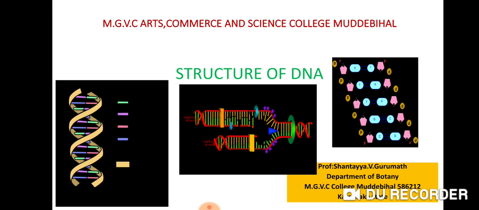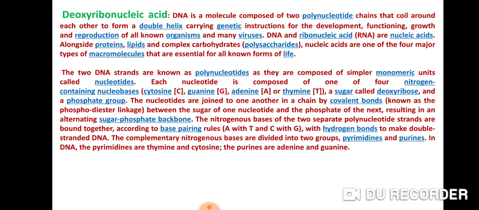Friends, in today's class we discuss the structure of DNA. DNA means deoxyribonucleic acid. DNA is a molecule composed of two polynucleotide chains that coil around each other to form a double helix, carrying genetic instructions for the development, functioning, growth, and reproduction of all known organisms.